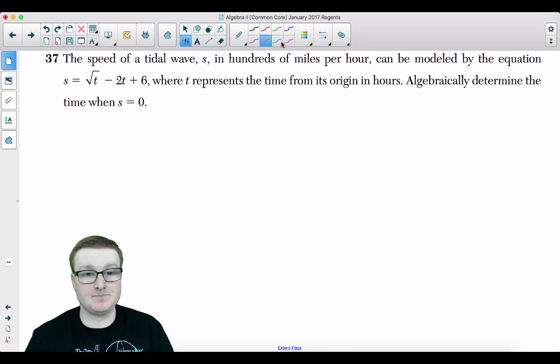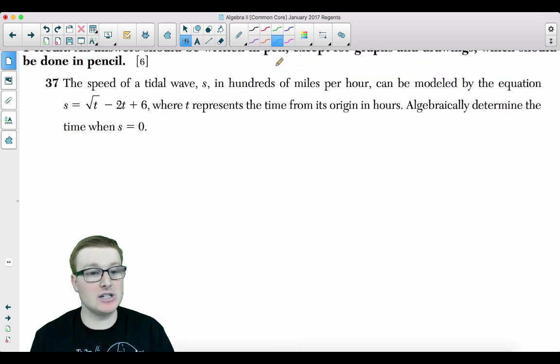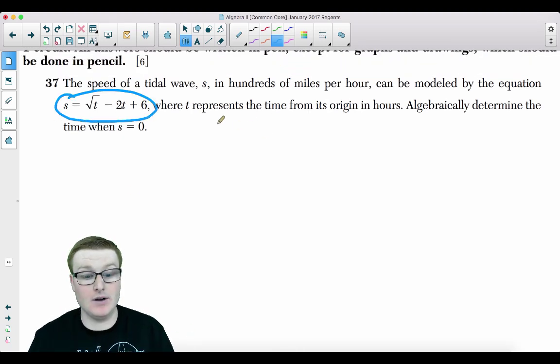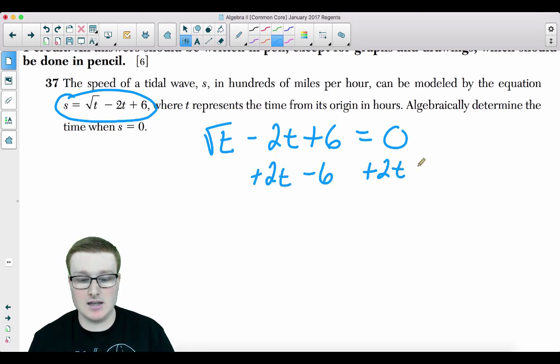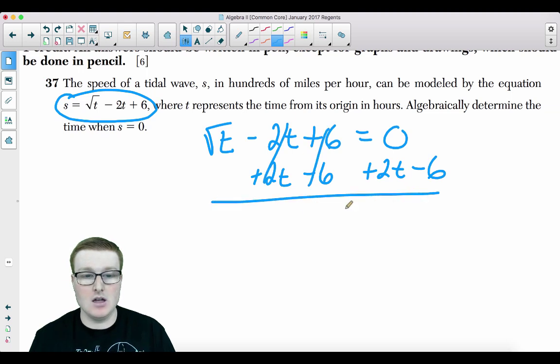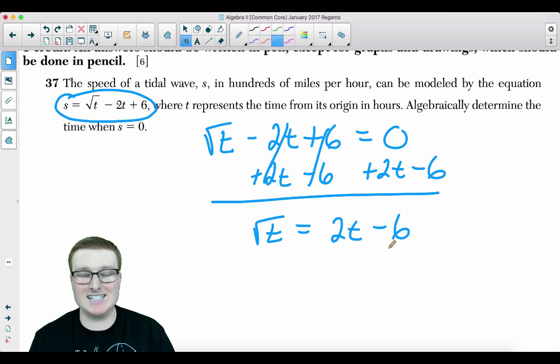So what we're going to do is this. We're just going to take this whole thing, and we're going to set it equal to 0. Pretty simple stuff, right? The square root of t minus 2t plus 6, set it equal to 0. Let's do it. So I'm going to add the 2t and subtract the 6. We get the square root of t is equal to 2t minus 6.